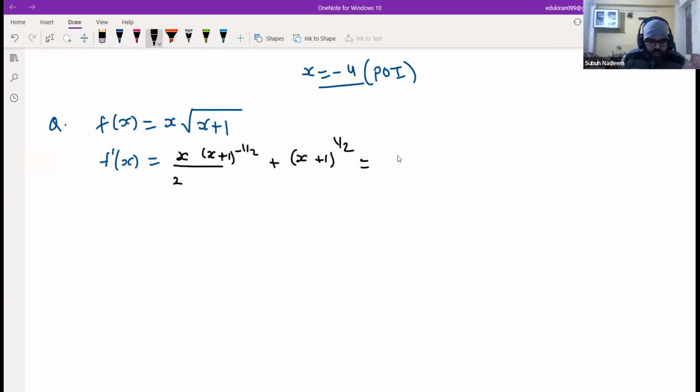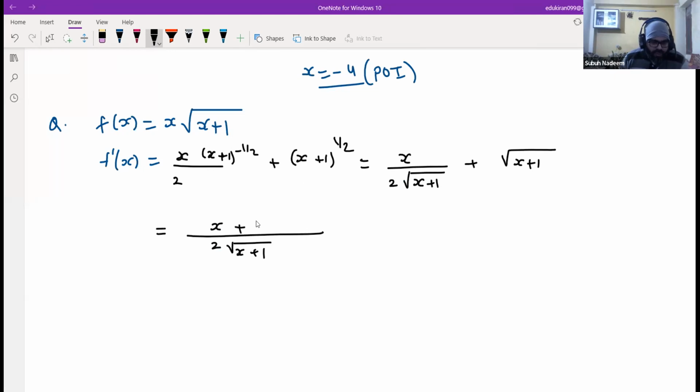For the double derivative, first you have to do one thing. x by 2 and x to the power minus 1/2 is actually root over x plus 1 in the denominator. And x plus 1 to the power 1/2 is root over x plus 1 in the numerator. Now if you take the LCM, this will be 2 root over x plus 1 in the denominator, and x plus 2 into x plus 1 after taking LCM. So this will be 3x plus 2 by 2 root over x plus 1. So first you need to simplify. After you have simplified it, you will take the second derivative.